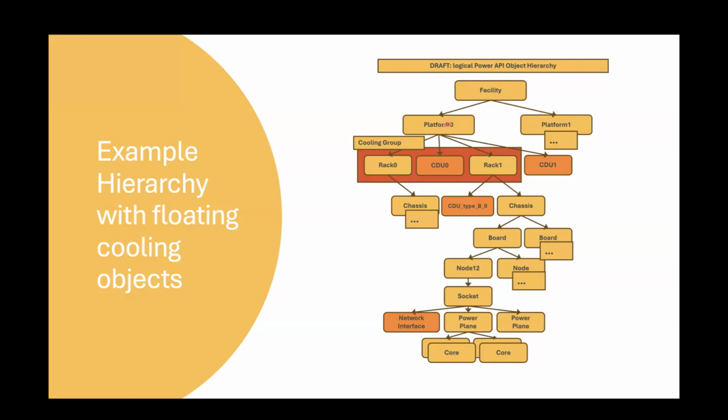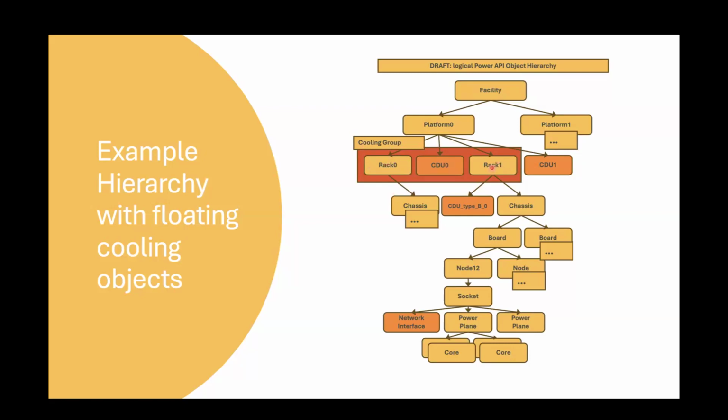We have a couple of platforms in these facilities. There's a platform 1 over here. Let's just ignore it for now. We don't need platform 1. It exists, but we don't need to know. There's more stuff underneath it. So when we come down to platform 0, we could have something like a cooling group here. Here's a cooling group. CDU 0 services rack 0 and rack 1.